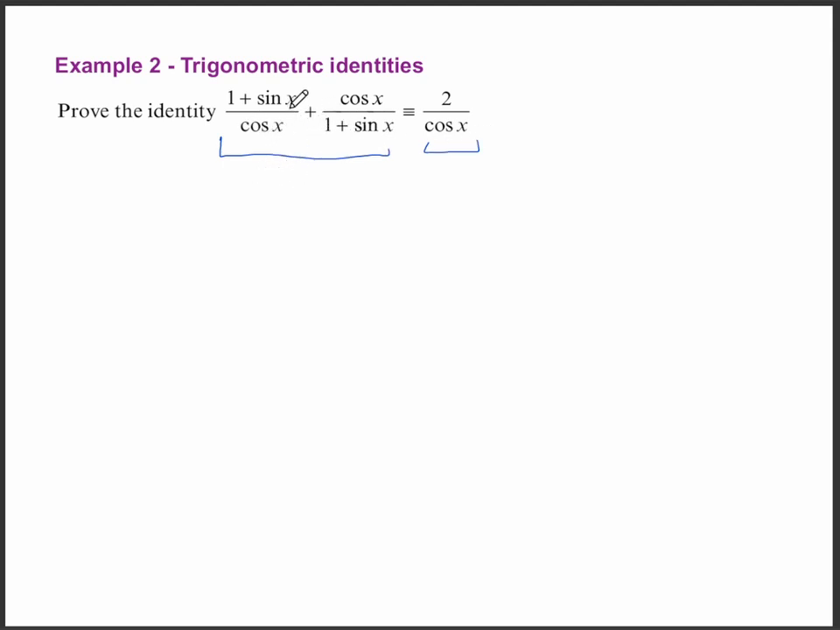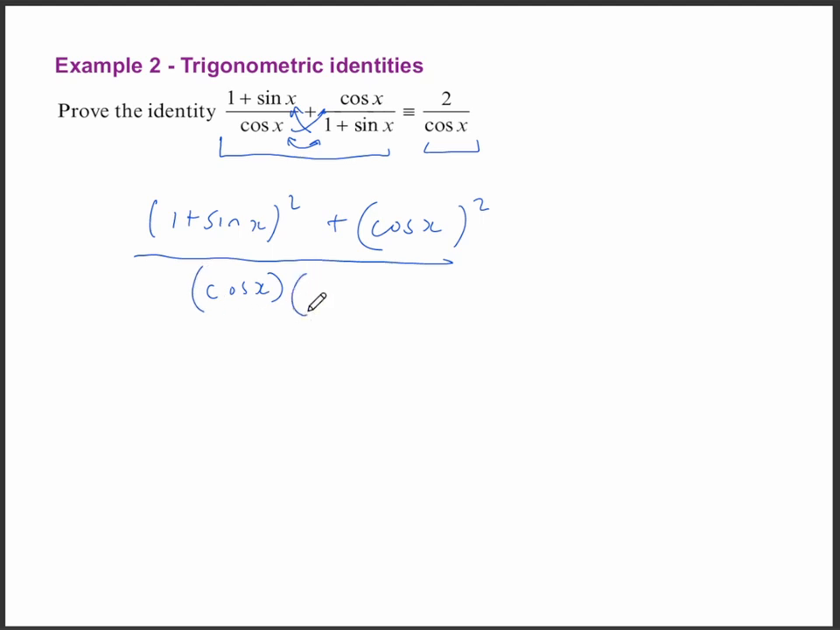We know how to do that with fractions, right? We will cross multiply as well as multiply the bottom. What this does is change it into one single fraction. So what we will have is 1 plus sine x squared, because you're multiplying it by itself, plus cos x squared, all of this over cos x bracket 1 plus sine x. Let's start with the numerator.